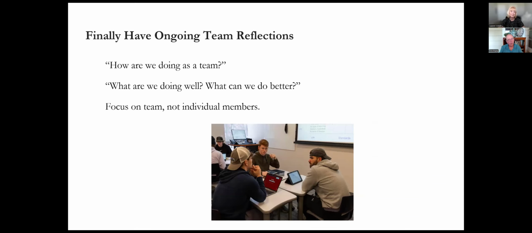One real good way to get feedback and give feedback is working together as a team to conduct ongoing team reflections. And really, the focus of these, you can simply ask this question: sit down, take 5 minutes. Question number one, how are we doing as a team? And questions two and three, what are we doing well? And what can we do better?